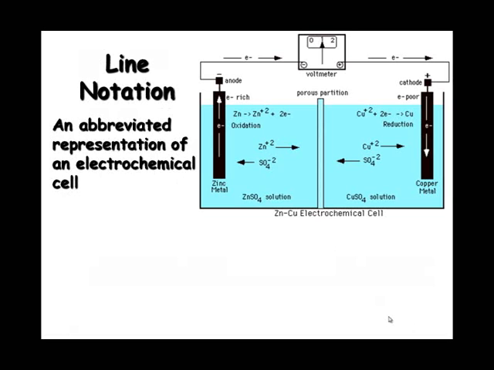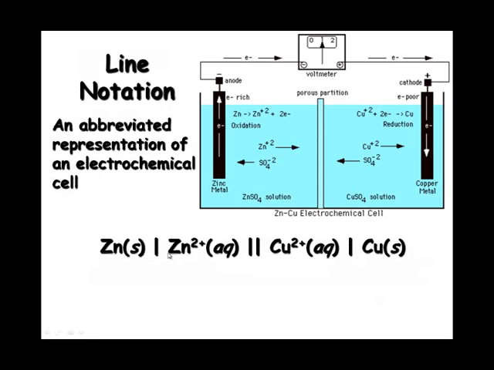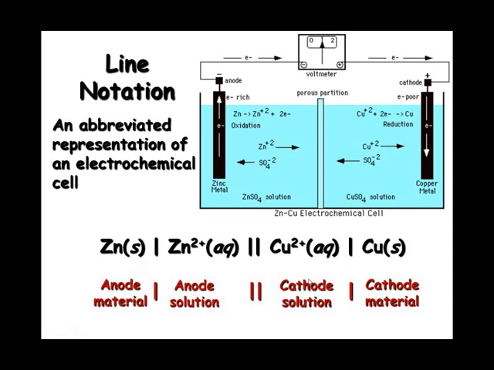We can draw the line notation for an electrochemical cell, and the way we do this is we start on the left, where we're being oxidized. We draw the zinc, the metal that's being oxidized, and the ions in solution that form from that. Then on the right-hand side we have the Cu2+ ions in solution, and then the metal on the outside. So we have the anode material, the anode solution, the cathode solution, and then the cathode material. Those are line notations, which you need to know how to do.